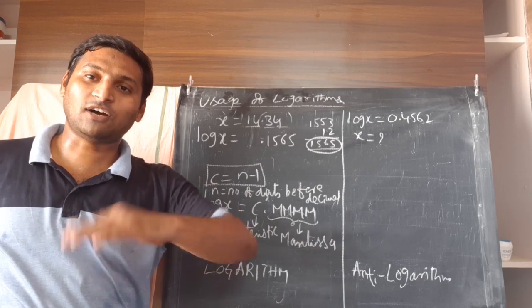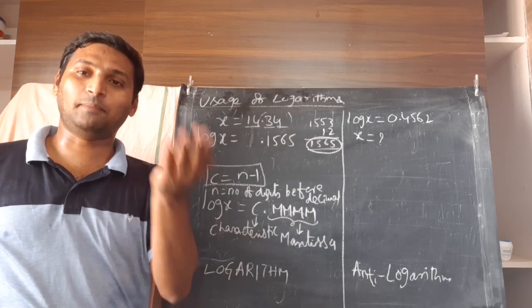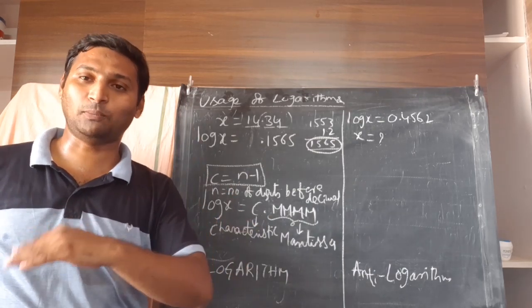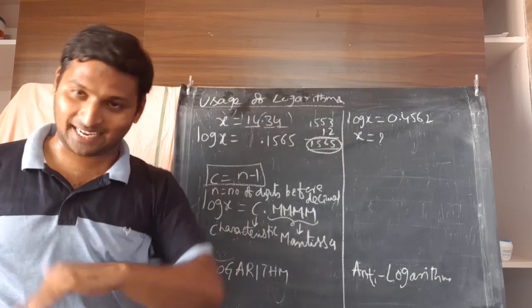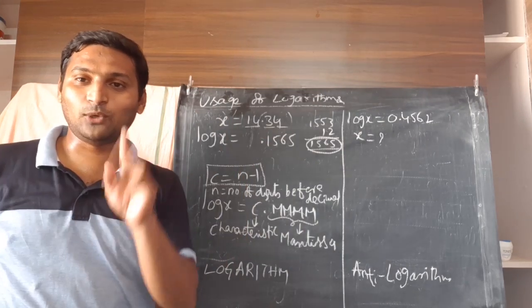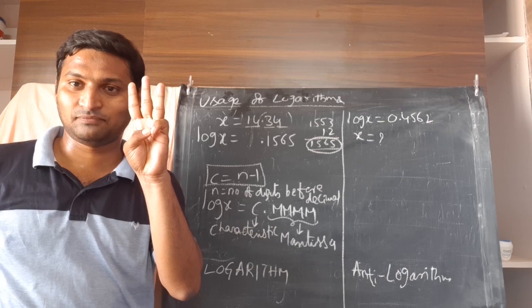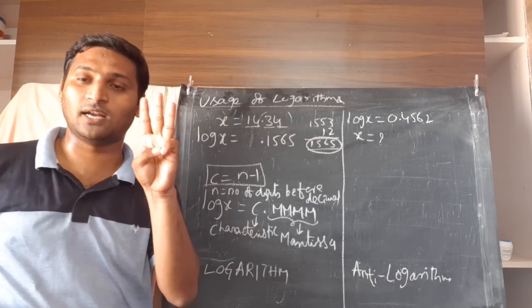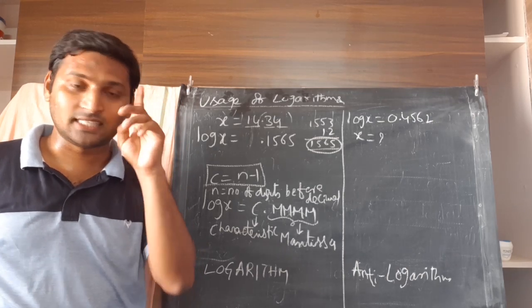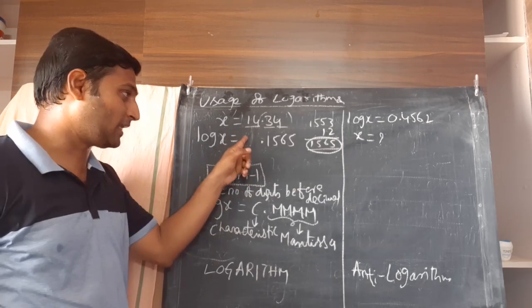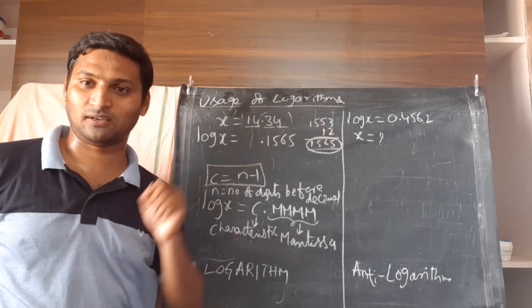Similarly, if the value is in the hundreds, like 100 point something, 101 point something, 102 point something, up to 999, then before the decimal you will have 3 digits. Any value below 1000 has 3 digits before the decimal. So 3 minus 1 will be 2. So your characteristic will be 2 point something.